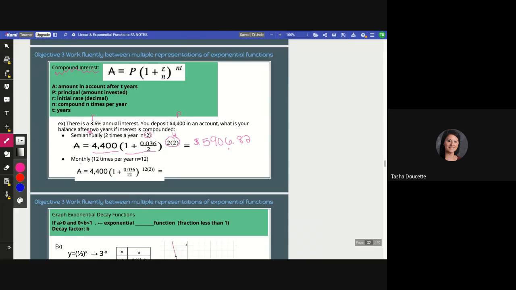If we were to talk about monthly, if it's being compounded monthly, that means it's 12 times a year. So you are now taking your n, and instead of writing 2, you change that to 12. Again, you do everything on the inside, raise that to the power. Now this is going to be a power of 24. And then you multiply that by 4,400. That gives us a value of $4,727.97.